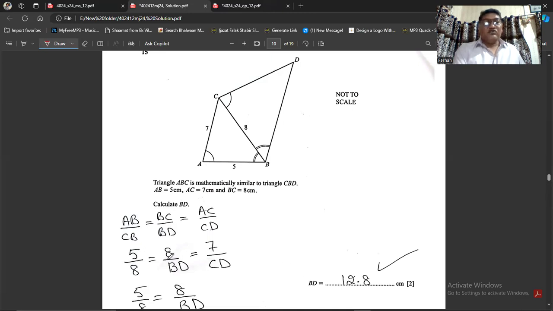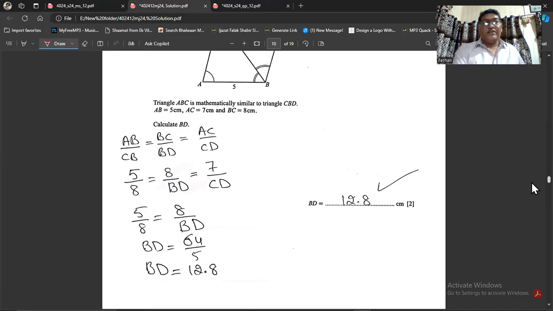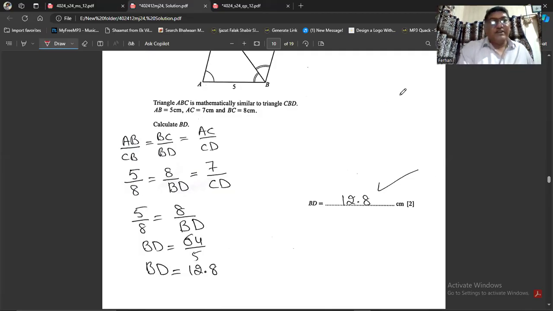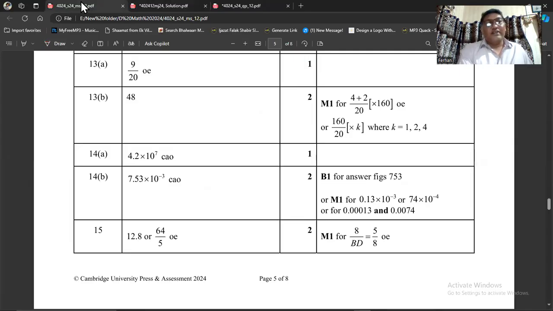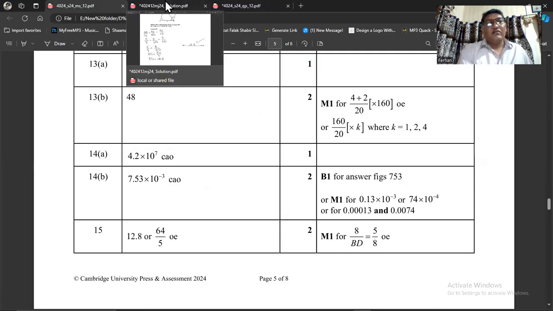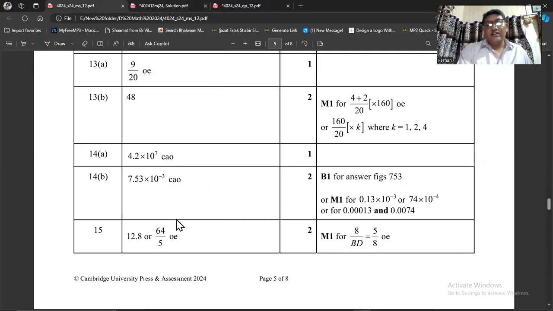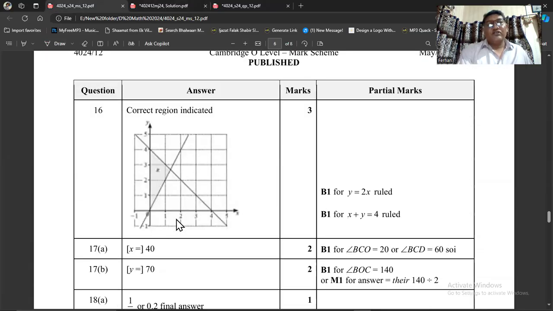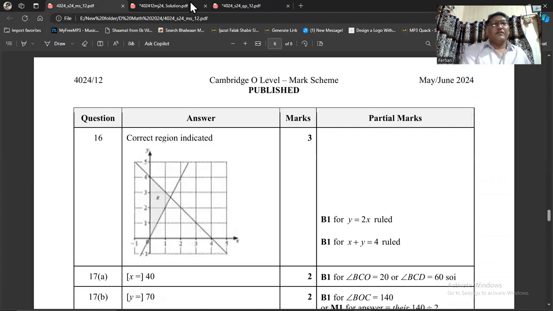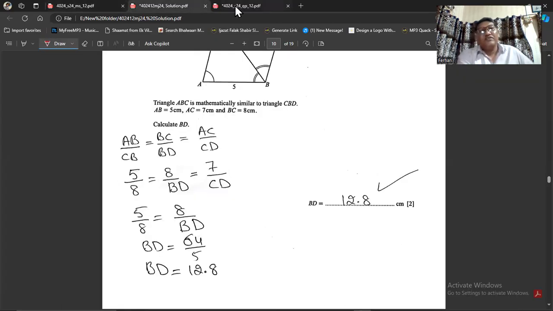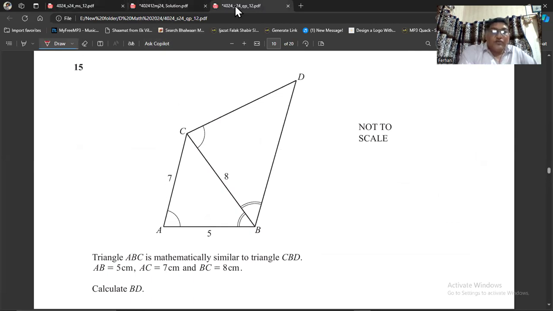So their basic question is find BD, so we cross multiply. I will take only these two fractions and they are equal to each other. So what will happen? So BD will be equals to 64 divided by 5 and the BD will be equals to 12.8. So the BD will be 12.8, and that is the right answer, sir. You can see here. So let's go to the next question. Okay, so this is how this is done. I hope you understand this.